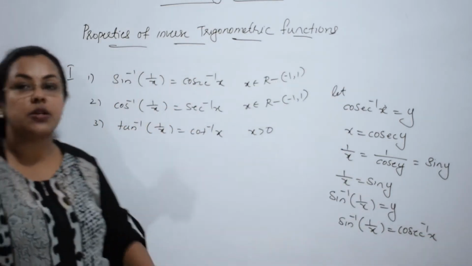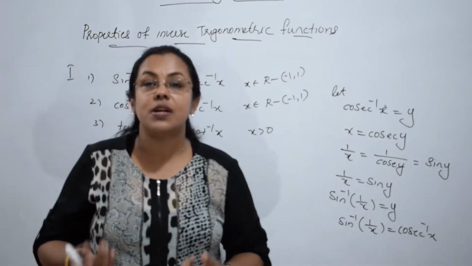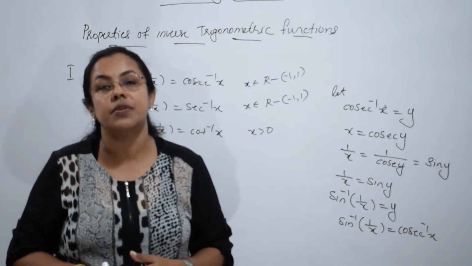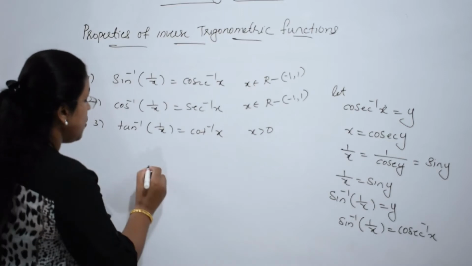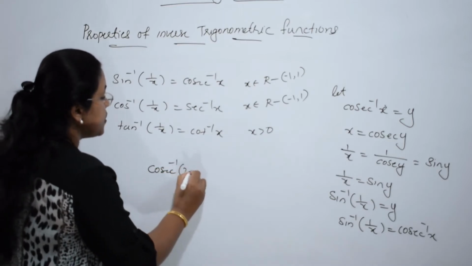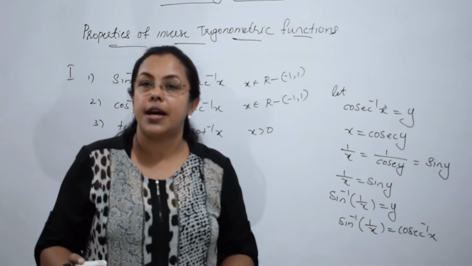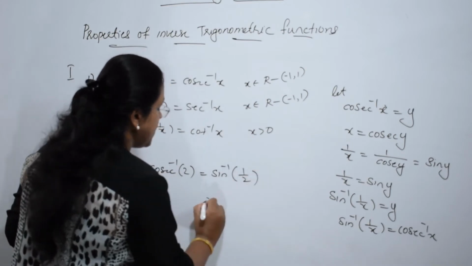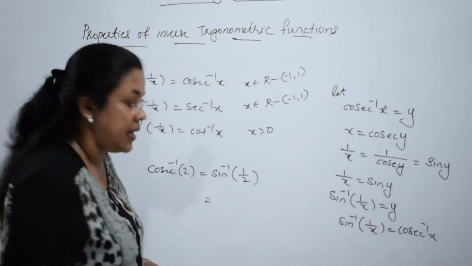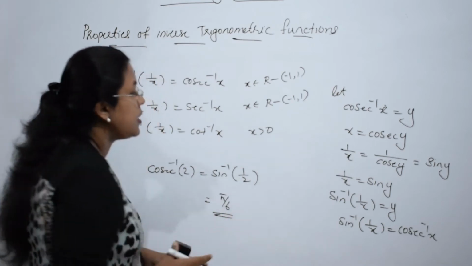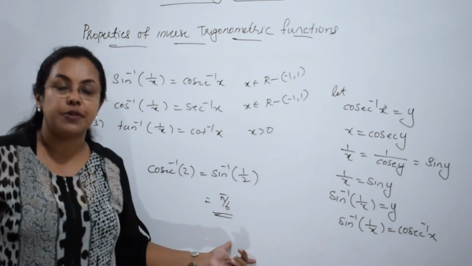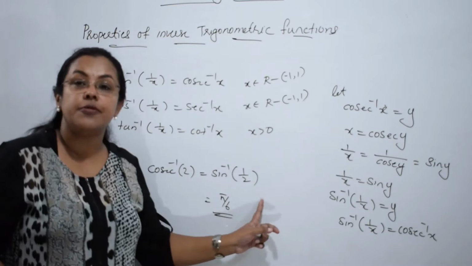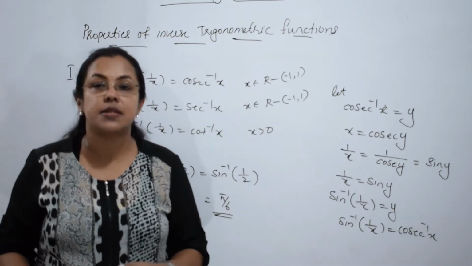Similarly, we can prove the other two results also: cos inverse 1 by x is equal to sec inverse x, and tan inverse 1 by x is equal to cot inverse x. Suppose we want to find the value of cosec inverse 2. If you know the value directly, you can write it directly. Otherwise, you can write it as sin inverse 1 by 2. What is sin inverse 1 by 2? Sin 30, that is pi by 6. It has other uses too, I am just writing one of its uses. Cosec inverse 2 is nothing but sin inverse half, which is pi by 6. So we can write the answers directly.